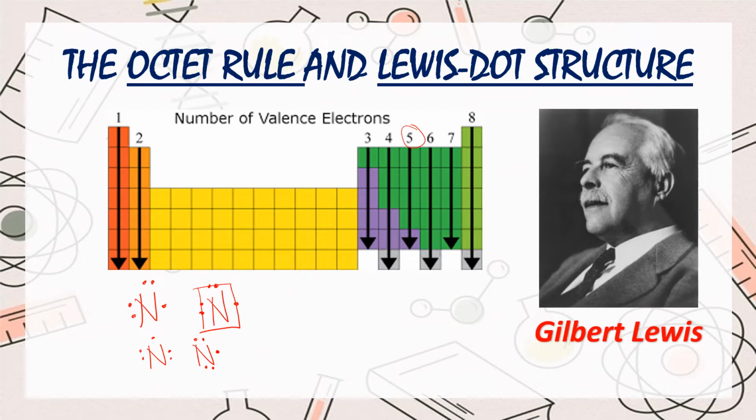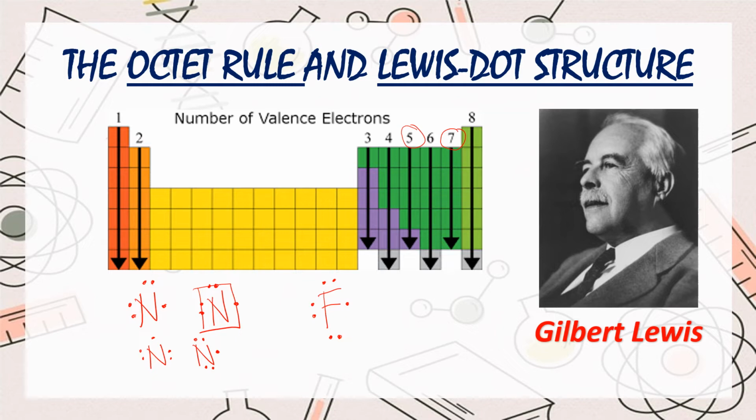Another example is fluorine. Fluorine is located at group 7, so that means fluorine has 7 valence electrons. So we write the element symbol, letter F, and then distribute 7 dots around the symbol with 2 dots on each side. So we have 1, 2, 3, 4, 5, 6, and 7. That's how easy it is to draw the Lewis dot structure of each element.